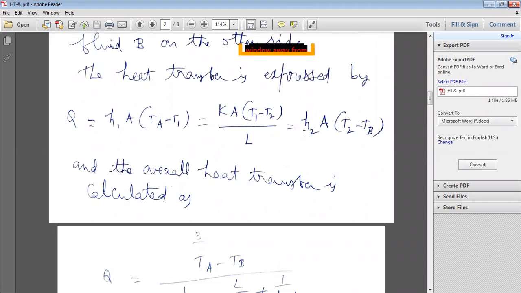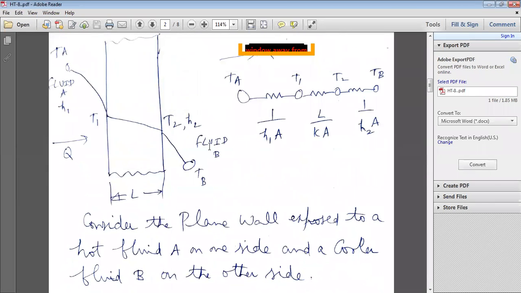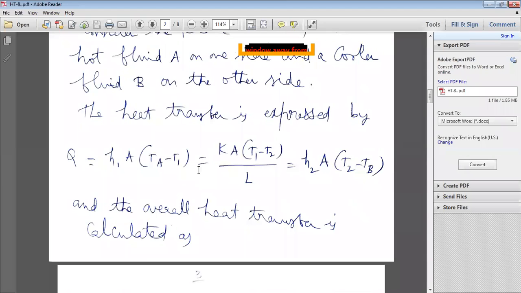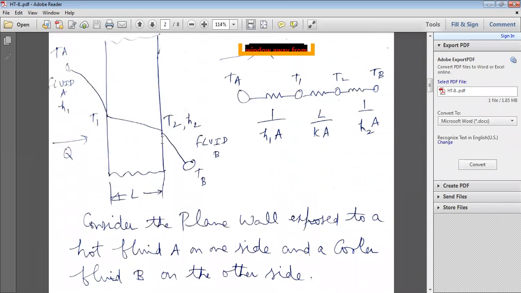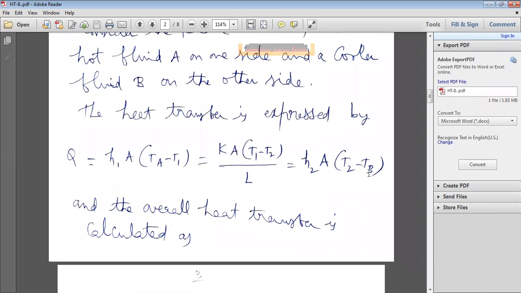That much heat is being transferred to fluid B. That's why it is H2 A into (T2 minus TB), the temperature drop from T2 to TB.